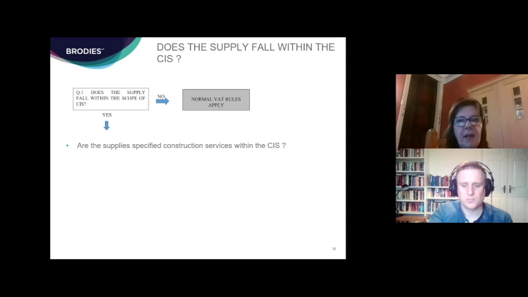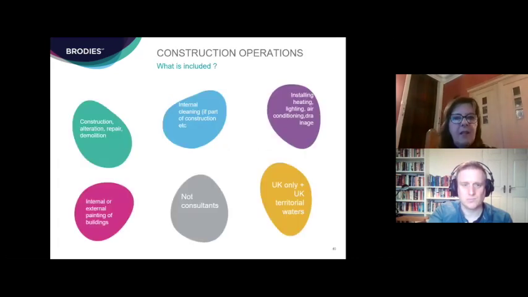Does the supply itself fall within the CIS? Are the supplies specified construction services within the CIS? And that is thankfully the same rules as for the CIS itself. So I think the next slide just reiterates that. It's all the normal construction operations, which is familiar from the CIS. So if it's not a supply of something like this, you don't have to worry about the reverse charge.